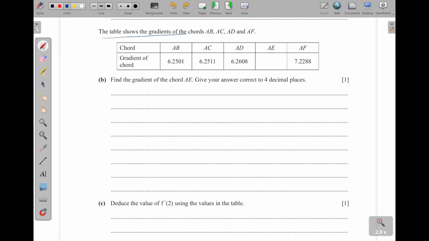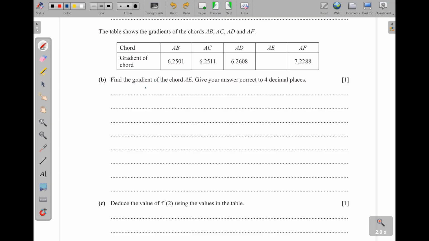The table shows gradients of the chords AB, AC, AD, and AF. And these are the gradients. But you can see for AB, this one is 6.2501. Then it keeps on increasing by a smaller unit. Okay. Now, they are saying find the gradient of the chord AE. Give your answer correct to 4 decimal places.